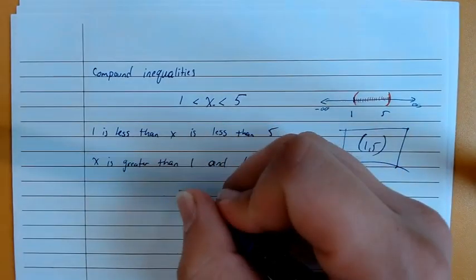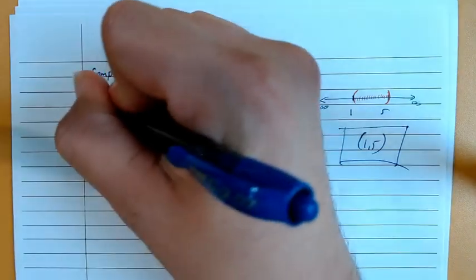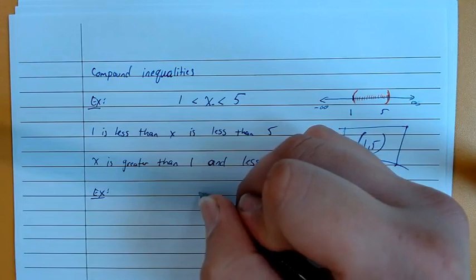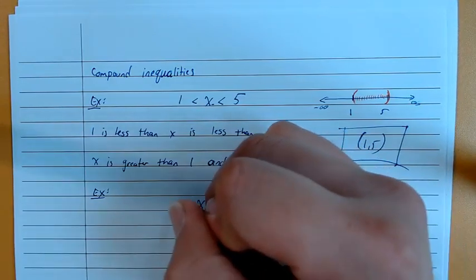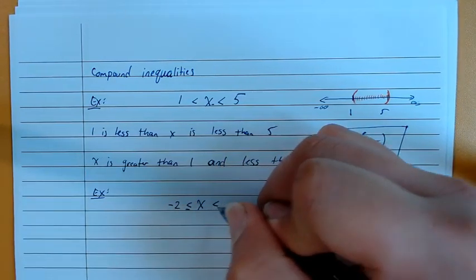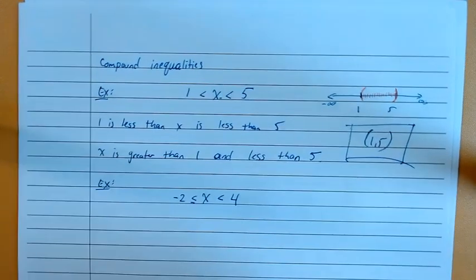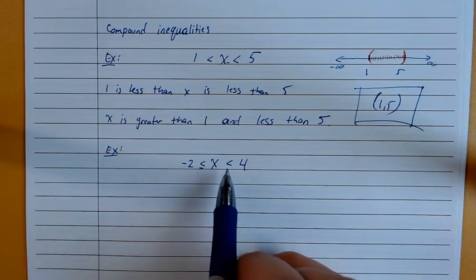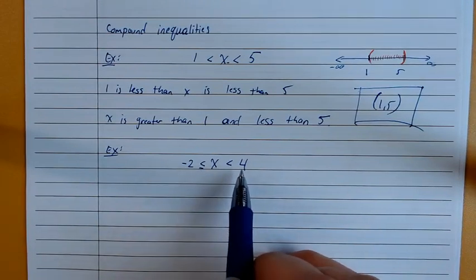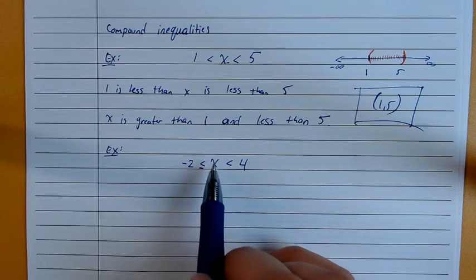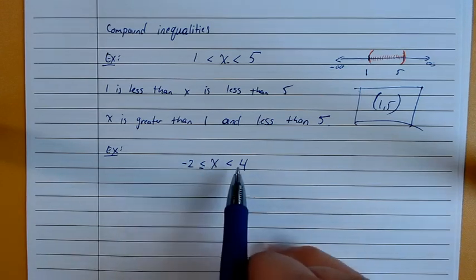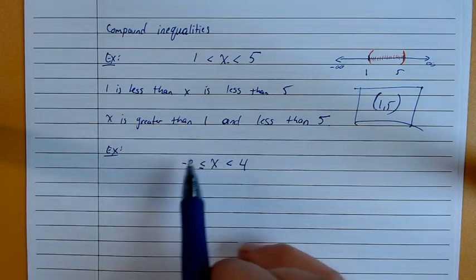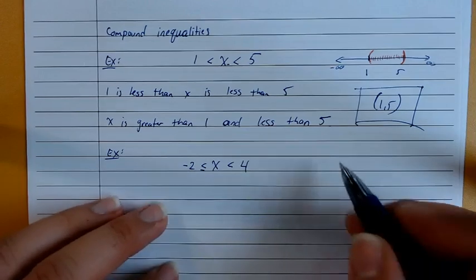So for example, let's say we had this one. Again, this would be read as -2 is less than or equal to x is less than 4. Or, if you prefer, you can read this as x is greater than or equal to -2 and less than 4. Both of those are appropriate ways of reading this compound inequality.